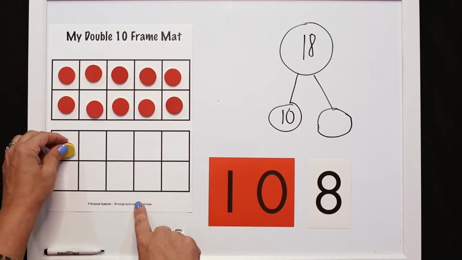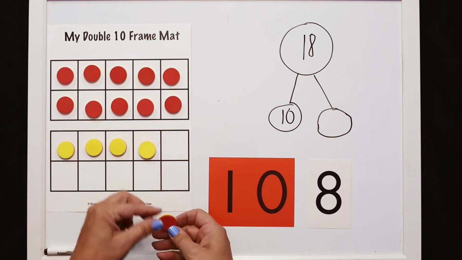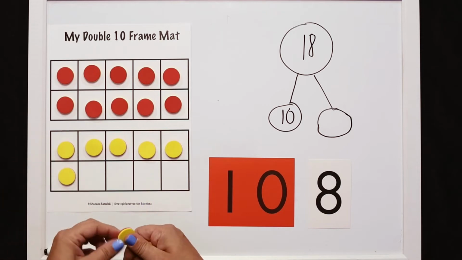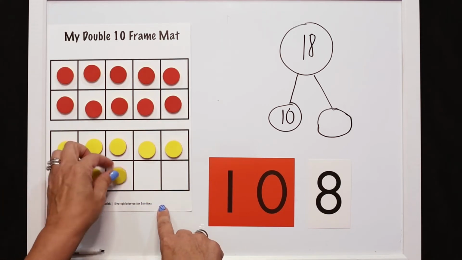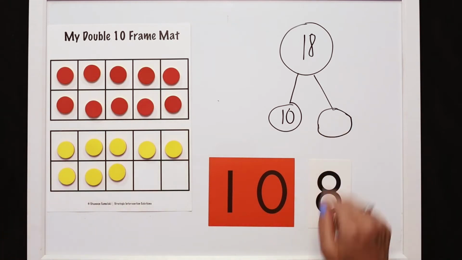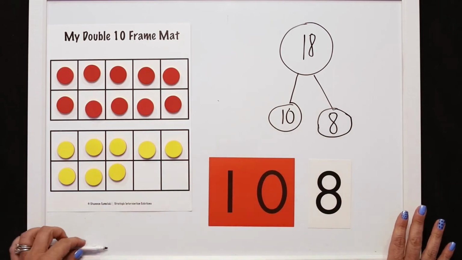We'll use yellow this time. 1, 2, 3, 4, 5, 6, 7, and 8. There are our two parts. Let's go back over to our number bond and add that missing part that was 8. That was great help from Landon, and I think that Value Pak would be so proud of our help. But I think there are a few more number bonds that Value Pak needs help with.